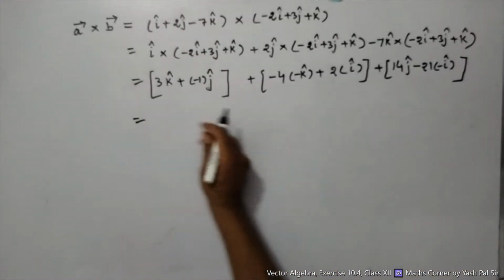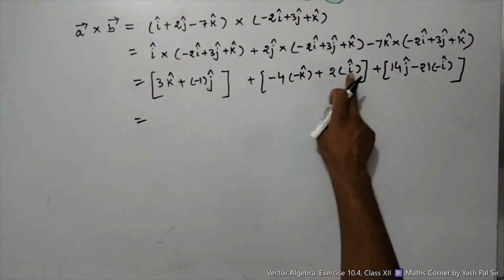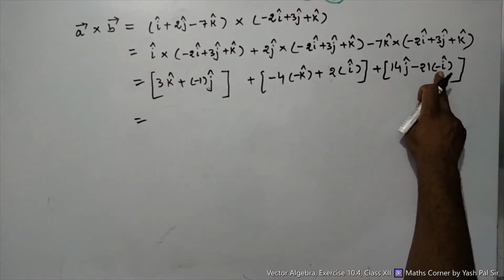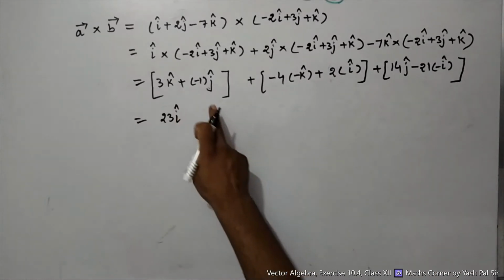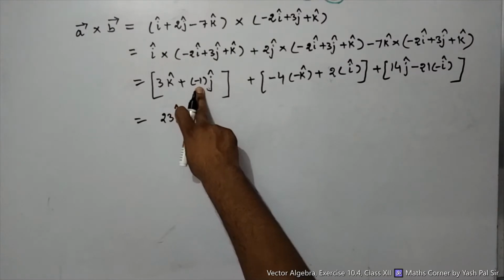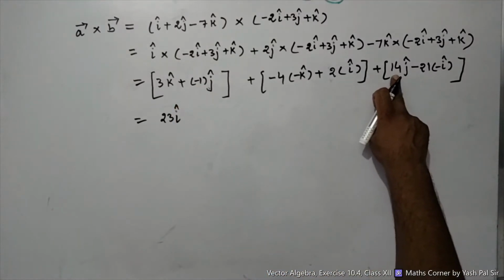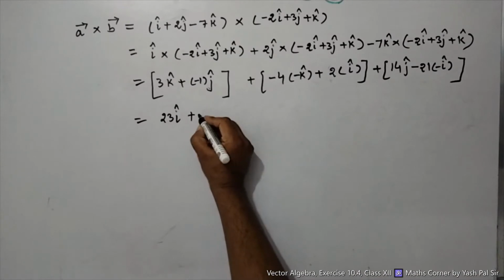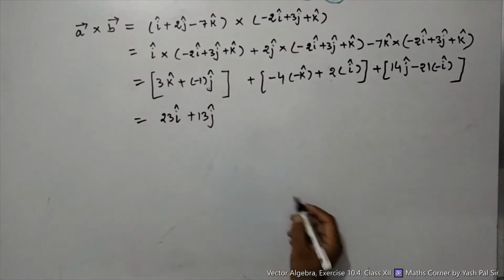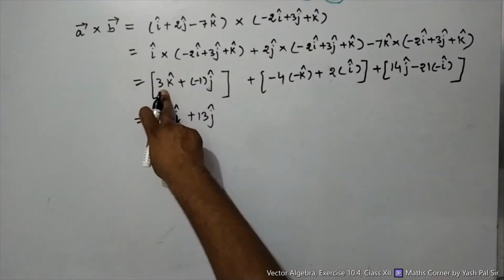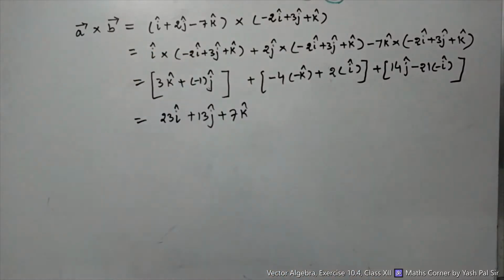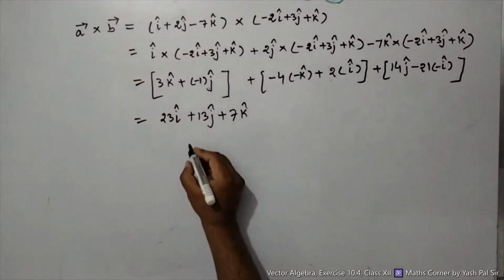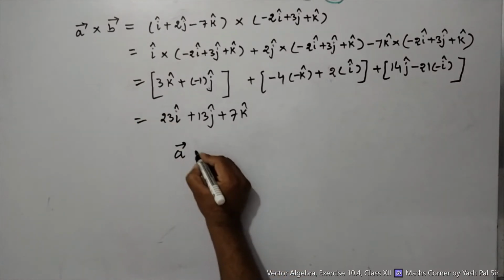So finally we have the I components, they are 2i plus 21i, that is 23i. The J components are minus 1 plus 14, so this is equal to plus 13j. The K components are 3k plus 4k plus 7k. So this is the way we find the cross product of two vectors. In short, we can find the cross product this way also.